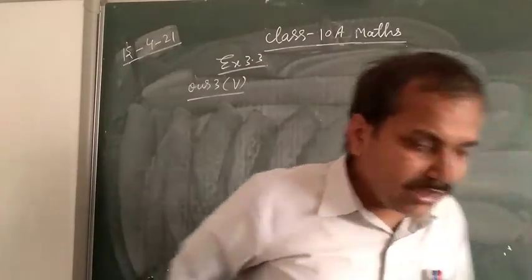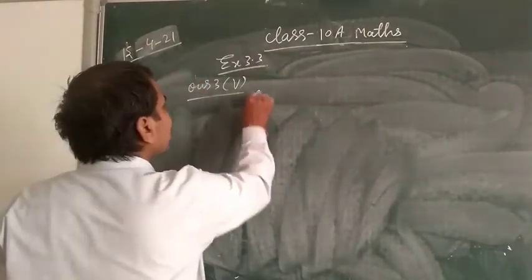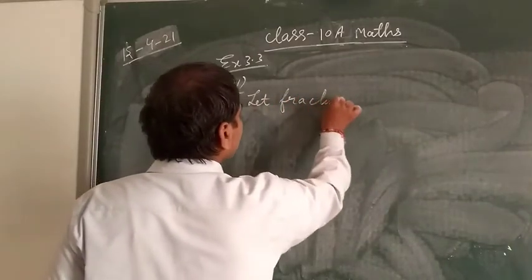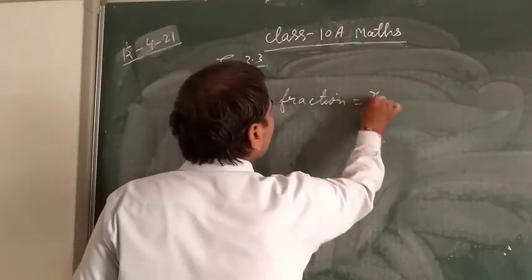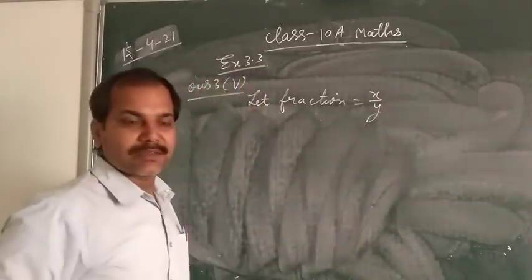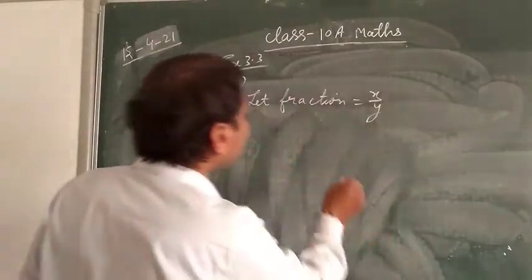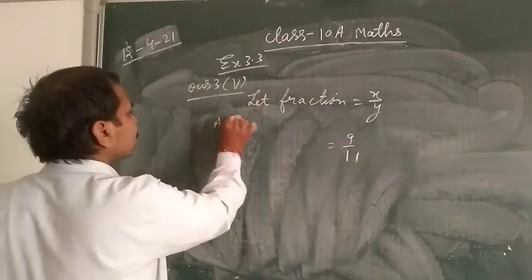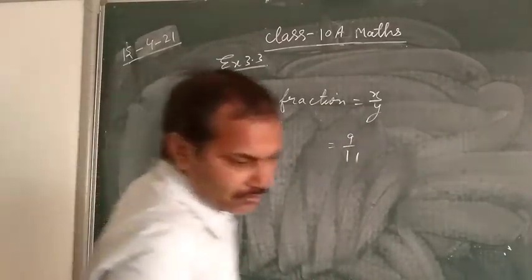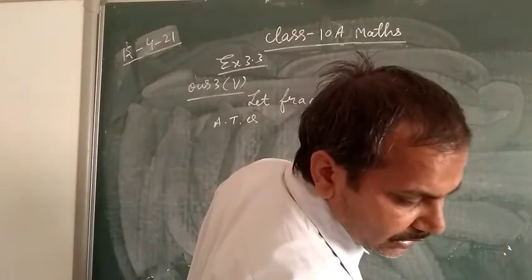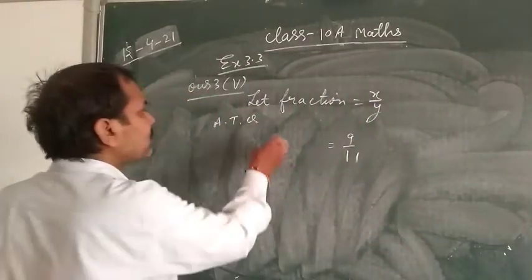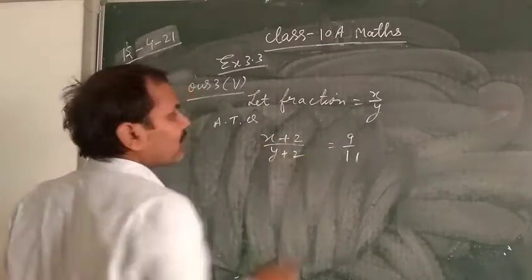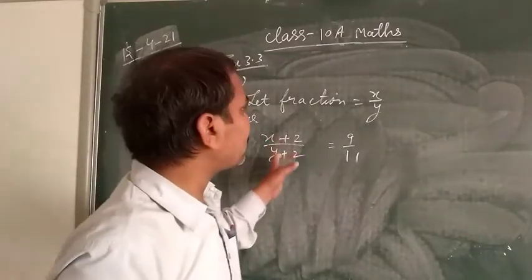A fraction becomes 9 upon 11. So let the fraction, you know, numerator upon denominator, be x upon y. A fraction becomes 9 upon 11 if 2 is added to both the numerator and the denominator. 2 is added to both numerator and denominator.